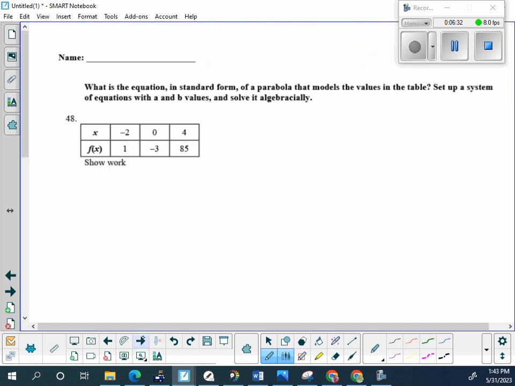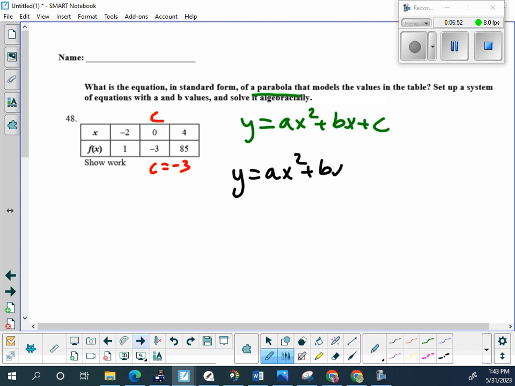Now we come to the last of the difficult questions, which is this. We're creating a parabola, which is y equals ax squared plus bx plus c. We know that c is negative 3. So that gives us an equation of y equals ax squared plus bx minus 3. We're going to create two equations, two unknowns out of the ordered pairs. I have negative 2 comma 1. I'm going to take that and sub it into here.